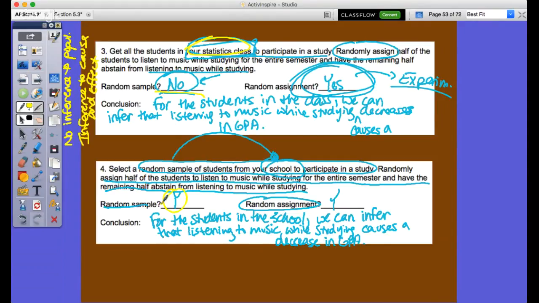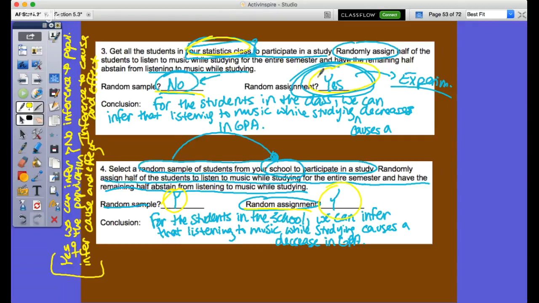Is there a random sample? Yes, there is a random sample. So because of that, we can infer to the population, which was the school, right? Because a random sample was taken. But we don't say observational yet because when we keep reading, we then see that it was randomly assigned, which allows us to infer cause and effect, right? The amount of music listened to while studying impacts or causes a decrease in GPA. And so this one actually allows us to infer to both the population, the school, as well as the fact that whatever we're looking at, in this case music, causes a decrease in GPA because it was randomly assigned.